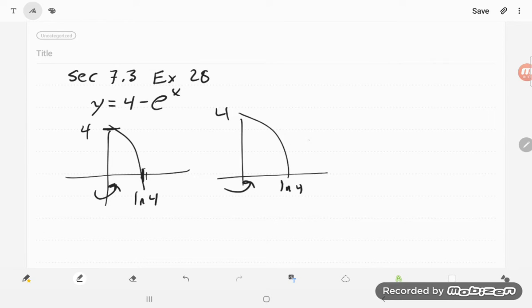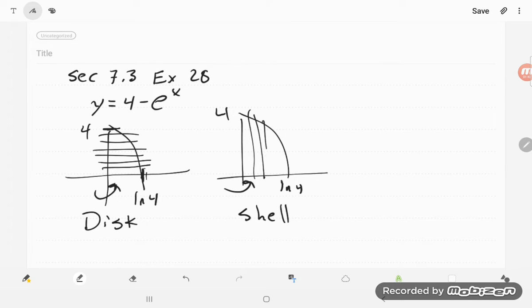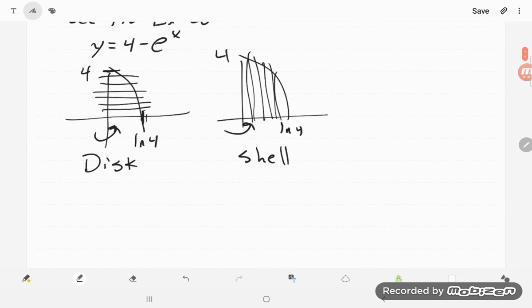So if we go with the disk method, we go perpendicular to the axis of rotation. So here's a disk. And if we go by the shell method, we want to make things that are parallel, slices parallel to the axis of rotation.